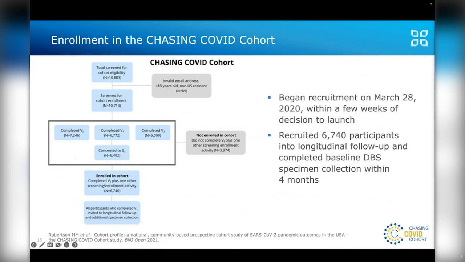demonstrating engagement in longitudinal follow-up and specimen collection, which ultimately resulted in enrollment of about 6,700 people within 4 months, and most of them had also provided a self-collected baseline dried blood spot specimen. I should also note here that we incentivize participants to complete interviews and specimen collections with incentives ranging from $15 to $30, depending on the activity. And all of these details and others are included in our cohort profile paper cited here.